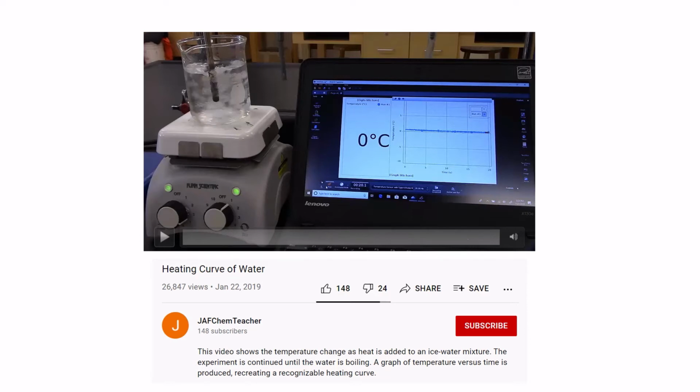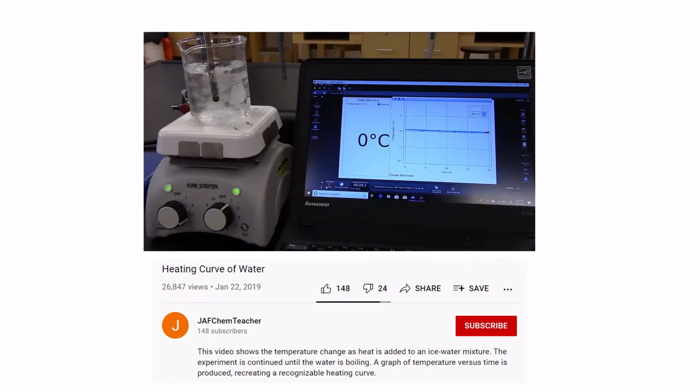Okay, in this experiment conducted by JF Chem teacher on YouTube, you have a beaker of ice, pure water ice, that's being heated up by this machine here. This machine is constantly supplying heat to this beaker of ice until it melts, becomes water, and then starts to boil at 100 degrees Celsius. So the question is, how do you expect the temperature of this water to actually change with time?